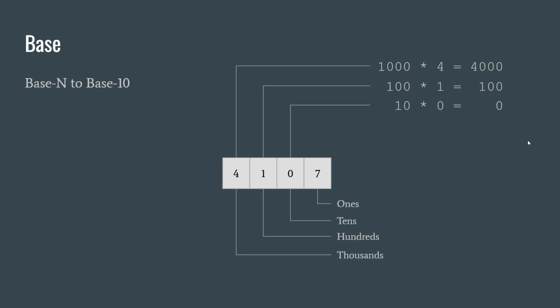Same thing for the tens place. Same thing for the ones place. And then you add those numbers together, and you get 4,107. But that's how you get that number. You multiply the value at the place times the weight of that place, and then you add those all together. And that same sequence is going to hold true for any other base. But it's important to understand how we form those numbers.